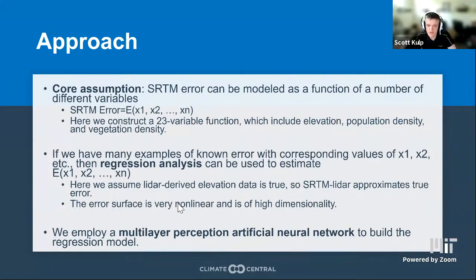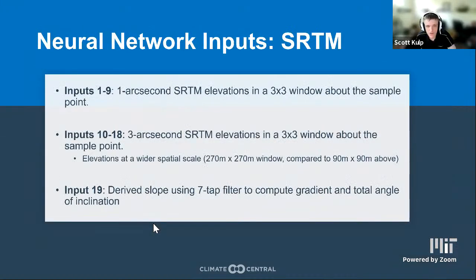The problem is that the error surface is very nonlinear with respect to the variables, and there's a huge number of variables here. So we found that using a multi-layer perceptron neural network to build the regression model could give us really nice results. To detail some of the inputs we're feeding, the first 18 actually come from the elevation model itself.